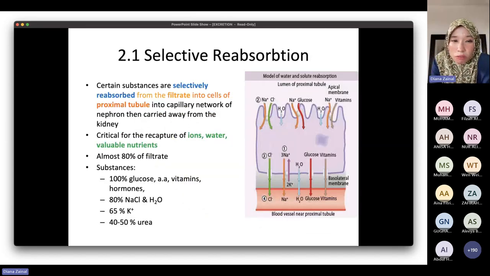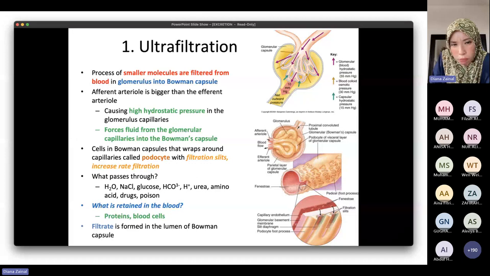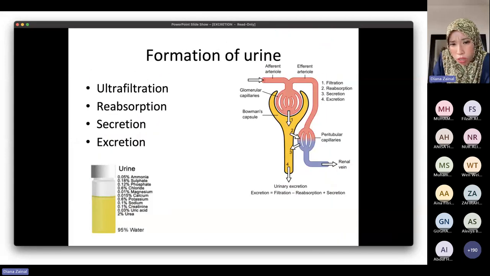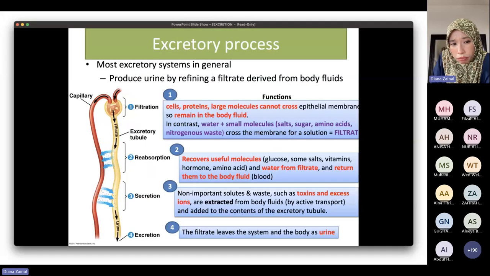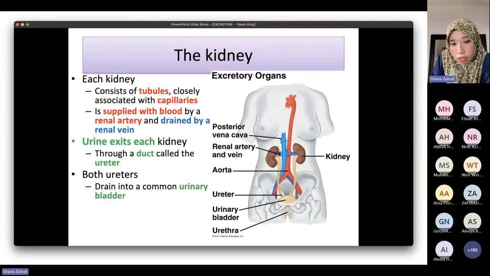Okay, now we are entering the selective reabsorption. Nama pun selective, meaning they are going to reabsorb certain kinds of stuff only, not all. So certain substances are selectively reabsorbed from the filtrate into the cells of the proximal tubule. Kenapa panggil proximal? Kenapa yang tu distal? Why? What's the difference? So it's easy. Mana?